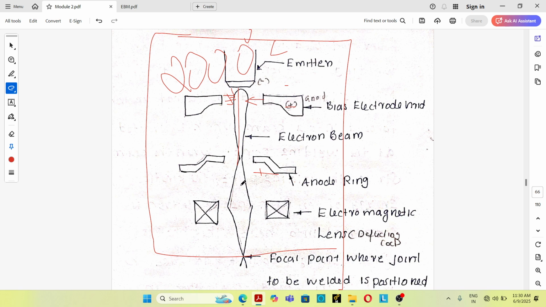The energized electrons then pass through a magnetic lens, which focuses the electron beam on the weld point, and there is a deflecting coil. The purpose of the deflecting coil is to focus the electron beam correctly in position. When these very fast moving electrons strike the base metal, their kinetic energy is converted into heat energy. That heat energy is used for melting the base metal to be joined. So this is the principle of working of the electron beam welding process.